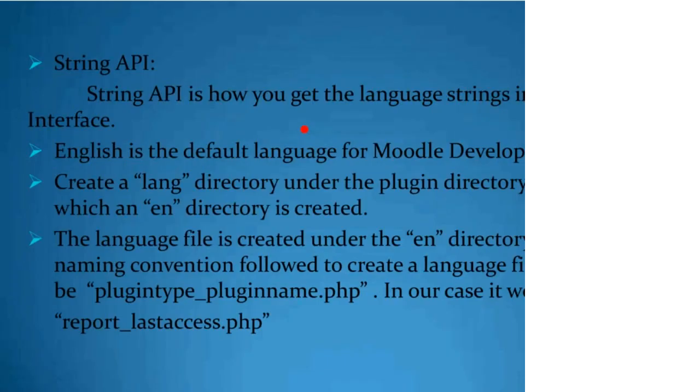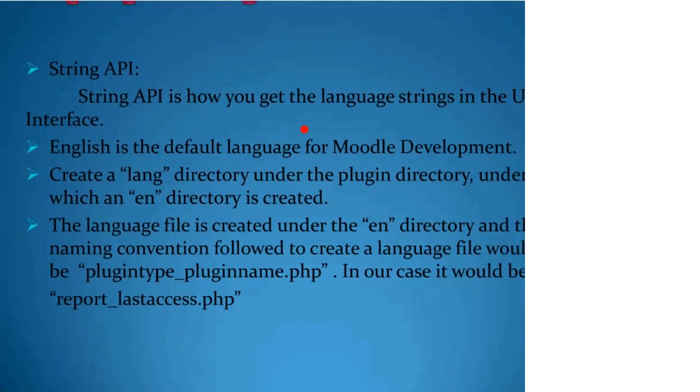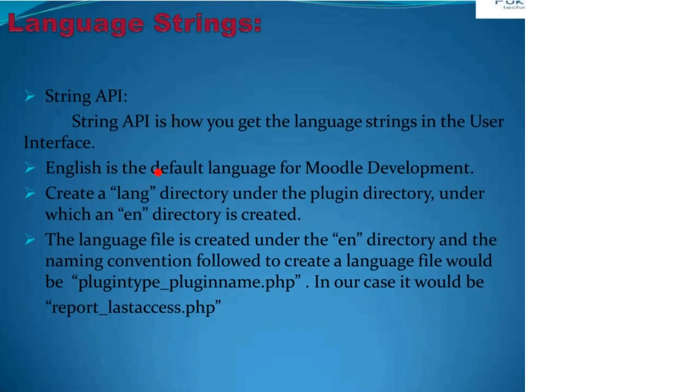The next step, after creating your database tables and defining your capabilities, would be your language strings. The string API is the one used to set up your language strings. English is the default language for Moodle development, as you all know. So it's again a simple process to create a language directory under your plugin directory.